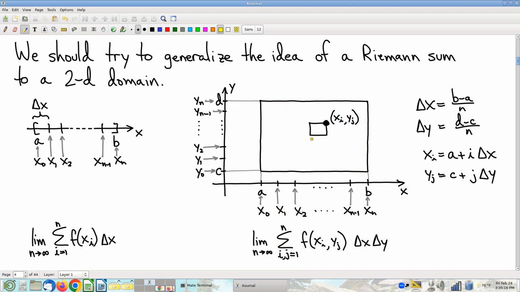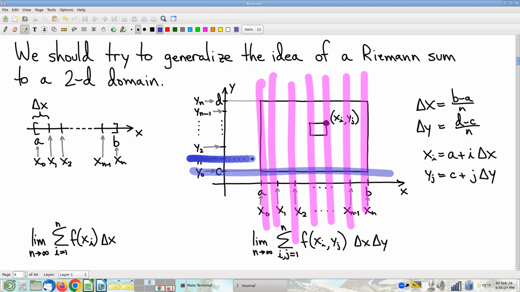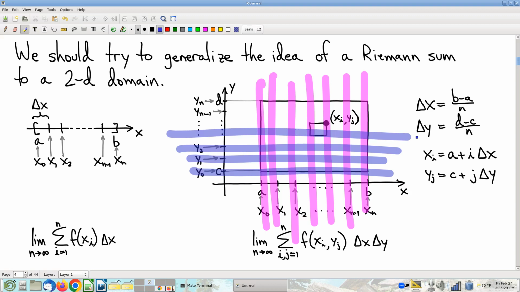Notice that as I slice up, like so, and then later, as I slice like so, let's see if I can do this well.